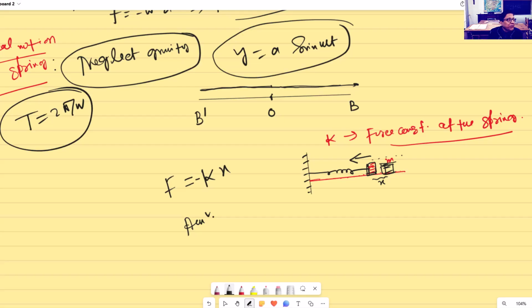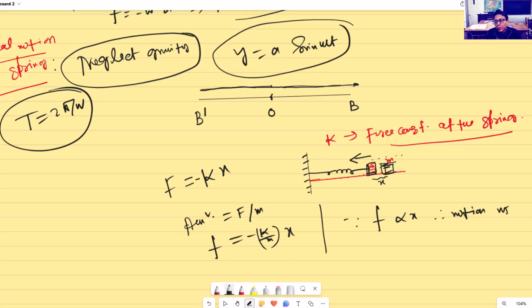So the acceleration is going to be what? Acceleration is F by m, which is minus k by m into x. Okay? So we have got acceleration proportional to x, therefore the motion is SHM.